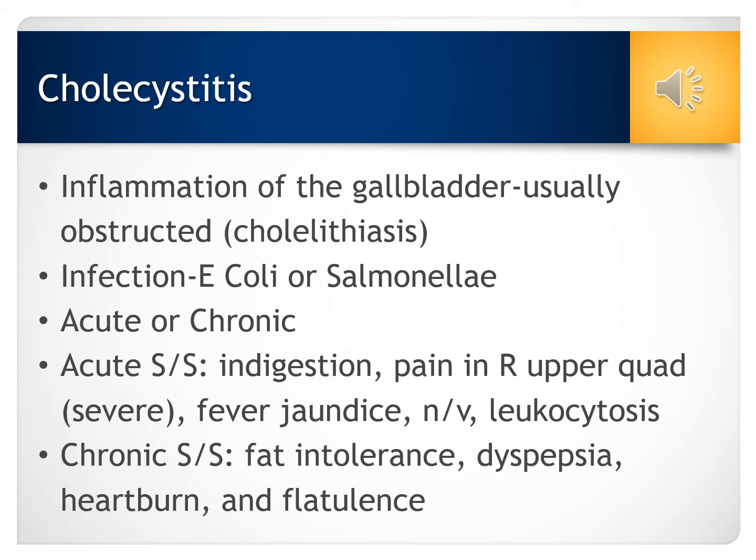Manifestations of inflammation can include leukocytosis and fever. Physical findings include right upper quadrant tenderness and abdominal rigidity. And manifestations of chronic cholecystitis typically include a history of fat intolerance, dyspepsia, heartburn, and flatulence.